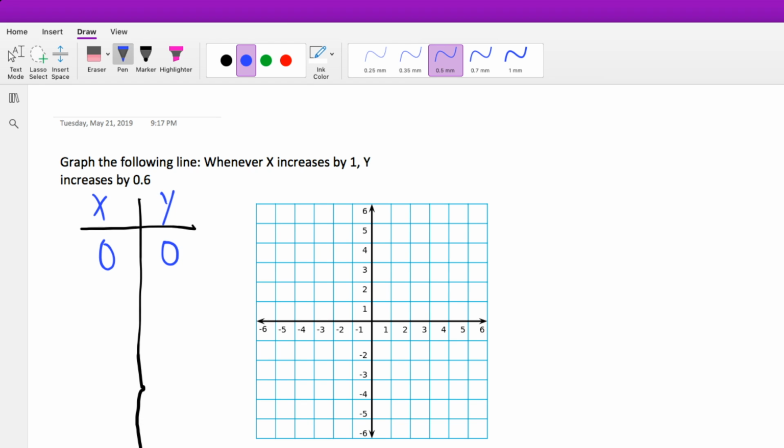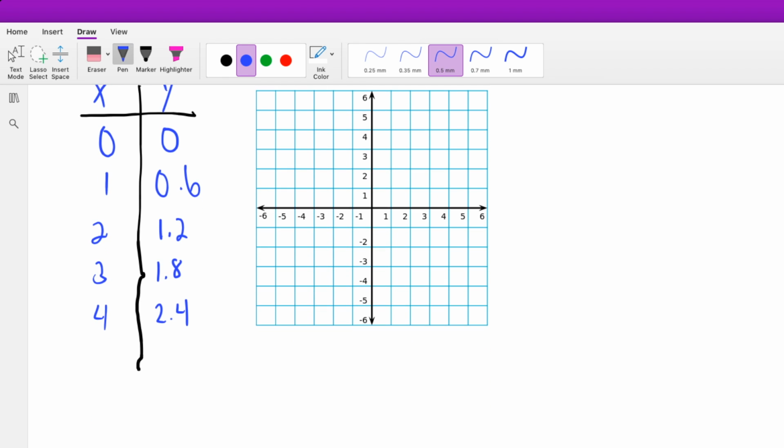And then we have a 1. What does y do every time x increases by 1? It goes up by 0.6. So here we have 0.6. 2, that's going to give us 1.2. 3, that's going to give us 1.8. 4 will be 2.4. Let me slide this down. And 5 is going to give us a 3.